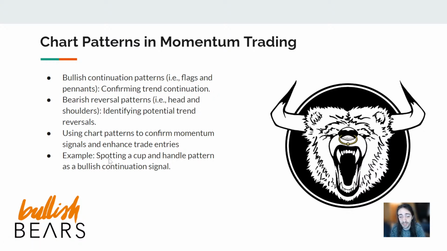So an example would be spotting a cup and handle pattern as a bullish continuation. A cup and handle would look just like it sounds, right? A cup, which would be a rounding bottom like this, and then we get a little handle, which would be another little rounding bottom right near the top of that trend.